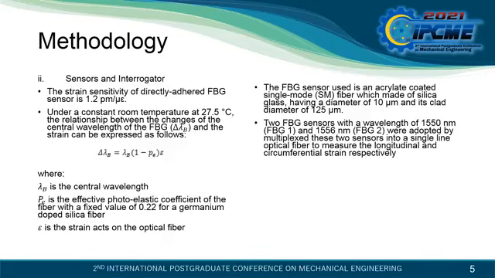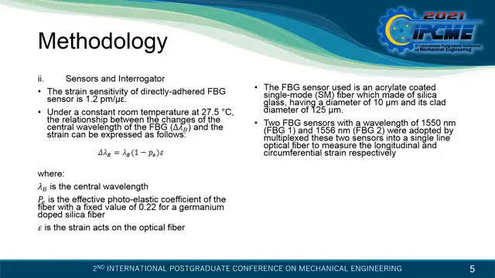The strain sensitivity of the FBG sensor is 1.2 pm per microstrain under a constant room temperature of 27.5 degrees. The relationship between the changes of the central wavelength of the FBG and the strain can be expressed as the following equation. The FBG sensor used is an acrylic-coated single-mode fiber made of silica glass, having a core diameter of 10 micrometer and a clad diameter of 125 micrometer.